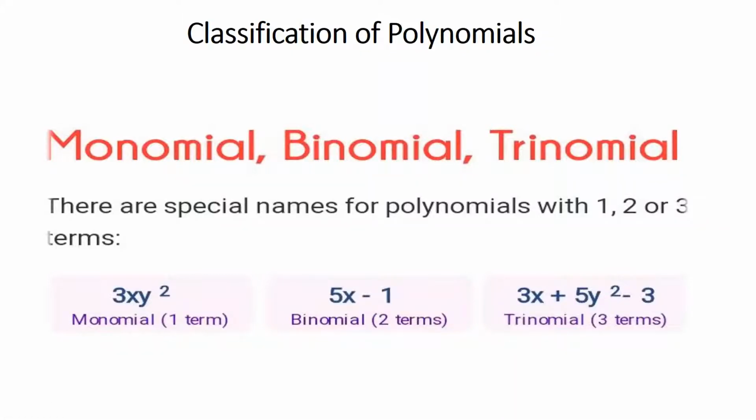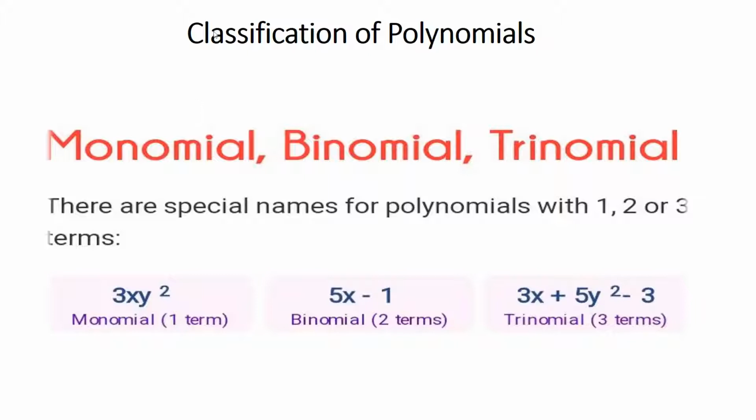How can we classify the polynomials? We can classify the polynomials into monomials and compound expressions. I hope you remember we have already discussed this classification in class 7, but again I'm going to explain it one by one: what is called monomial, what is called binomial, and what is called trinomial.